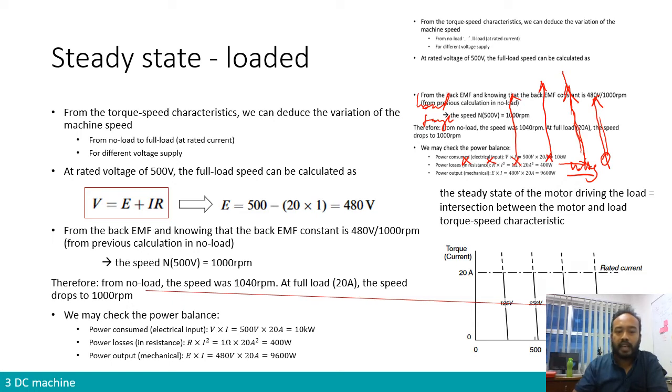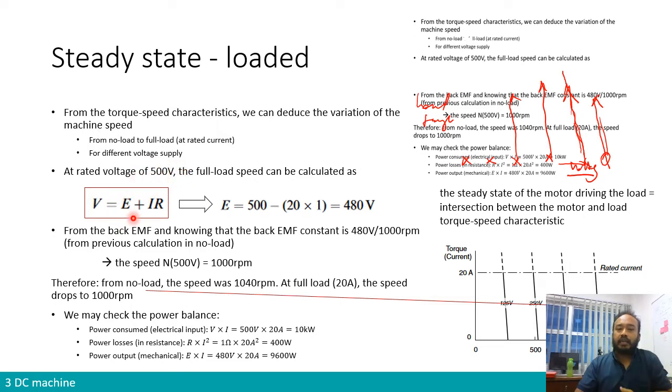Our previous machine has a rated voltage of 500 volts. So how do we calculate the full load speed? The full load speed is when we supply it with 500 volts and the current is at its maximum rated current. If we refer back to the exercise that we had last time with the 500 volt machine, the rated current of that machine was 20 amps. So if you want to calculate the full load speed, we know that the voltage supplied is 500 volts.